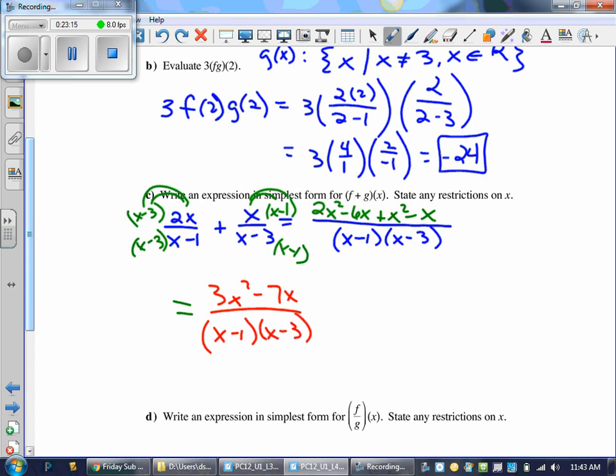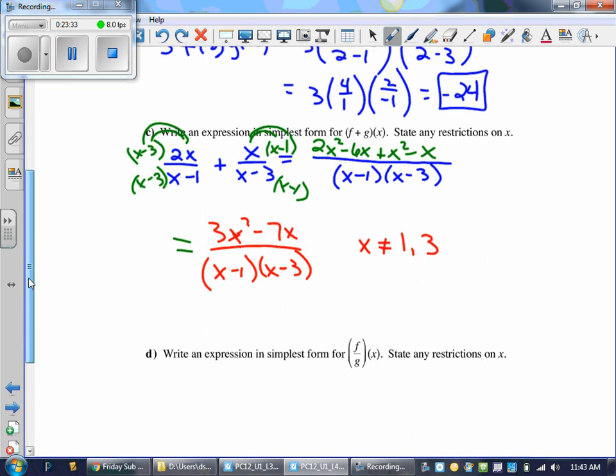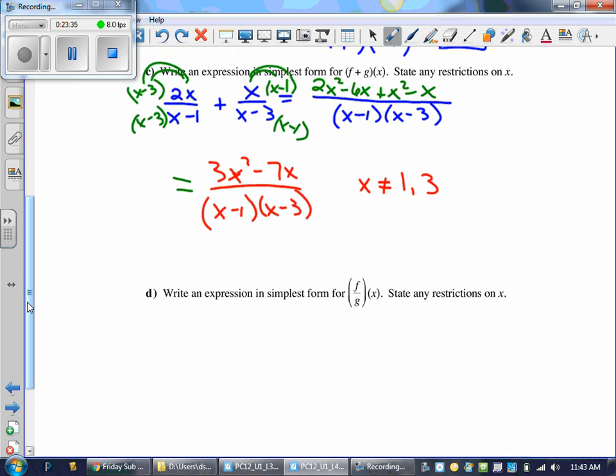The only thing you could do there is you might be able to factor out an x on the top, but it's not going to help us go anywhere. So I'm just going to leave it like that. All you have to do now is write down my restrictions, which is x cannot equal 1 or 3. All right. So you're so glad you remember how to add fractions together from your rationals chapter.